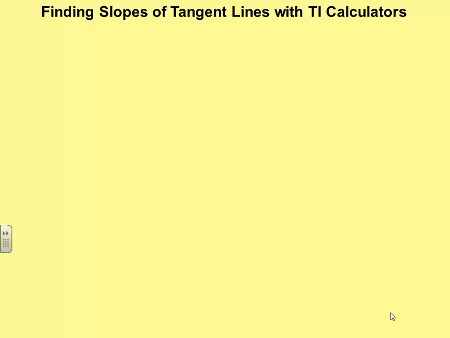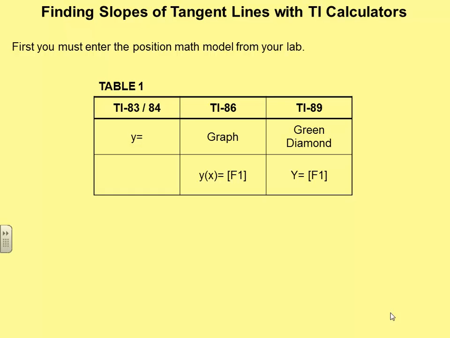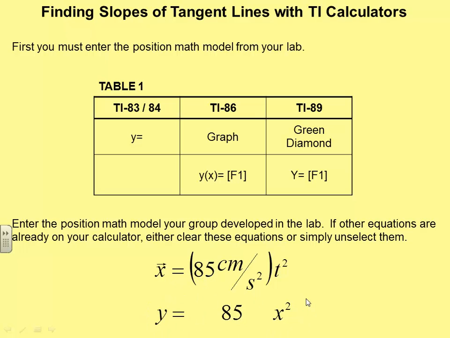So, the first thing we need to do here is enter our position math model from your lab. So find your calculator and push the button or buttons. The position math model we developed in the lab should look something like this. This was the theoretical value. So this is actually what you're punching into your calculator.